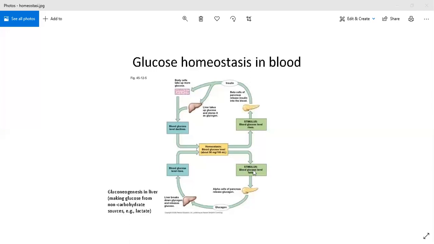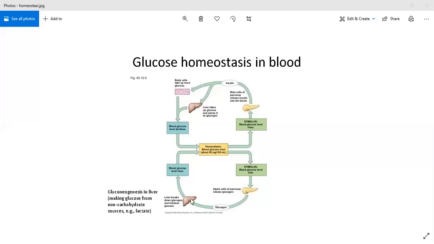hypoglycemia. Now, that will be detected again, and the pancreas this time around will stimulate the alpha cells, not the beta cells this time, the alpha cells of the islets of Langerhans, and will cause the alpha cells to release glucagon. Yes, and once this glucagon is released, the glucagon goes to the liver.